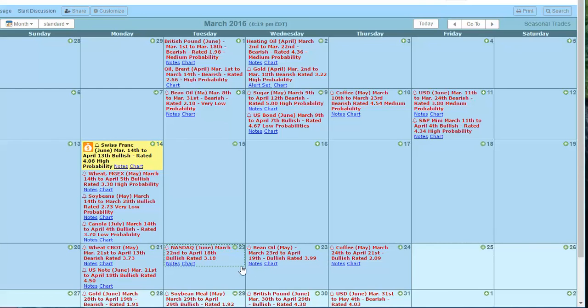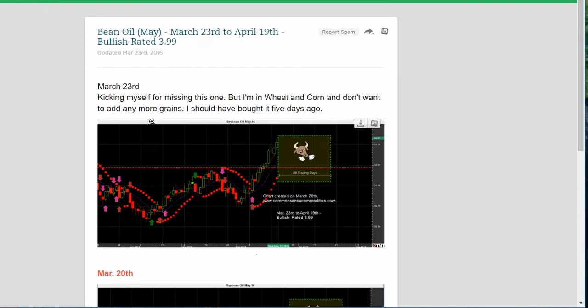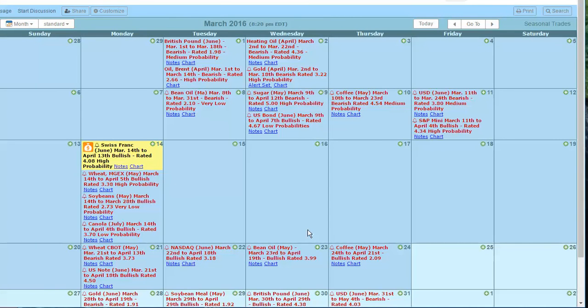Also, if I'm looking at that market and that market is supposed to be bullish, and I see that market turning bullish a few days or a week or something before then, I'll even send out a notice of that right then. As an example, here's one we were just looking at on bean oil on the 23rd. If I thought that market was turning bullish earlier, I can send out a notice to you instantly and tell you that that market looks like it's turning bullish a week early or bearish a week early, etc. All right. So that's the seasonals.